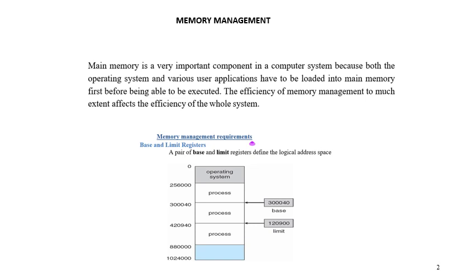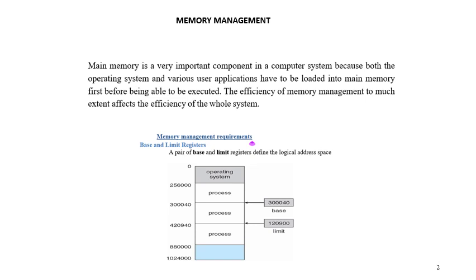As we all know, memory is a very important component in a computer because both the operating system and the various user applications have to be loaded into the memory. If you want to save or execute a program, the file should be saved into memory, and the executable program should be loaded from secondary memory to main memory, and then the execution will happen. You all know this, so the efficiency of memory management is very important, and it affects the efficiency of the whole system.